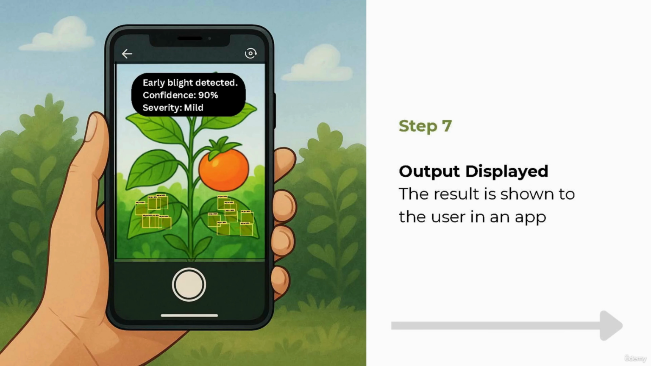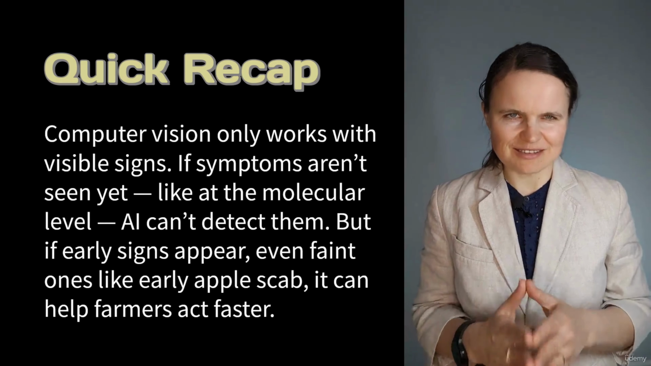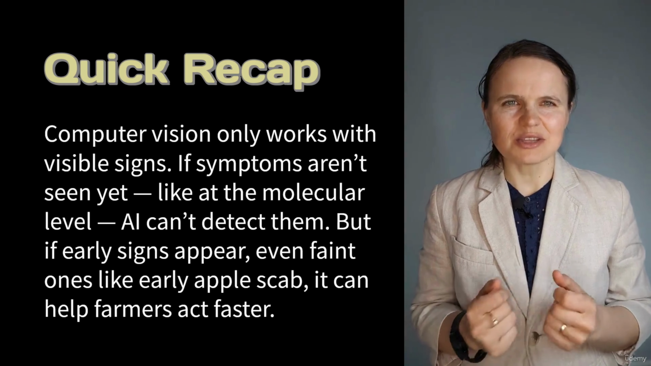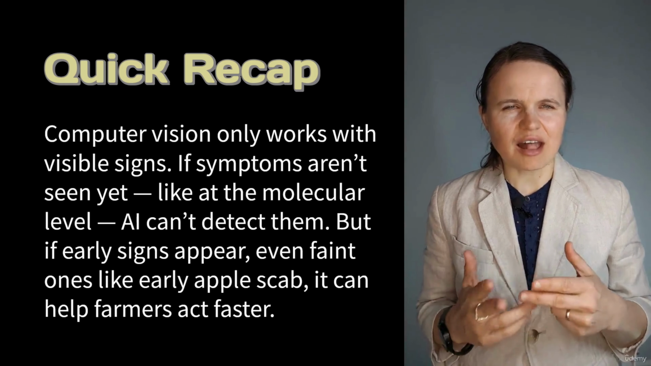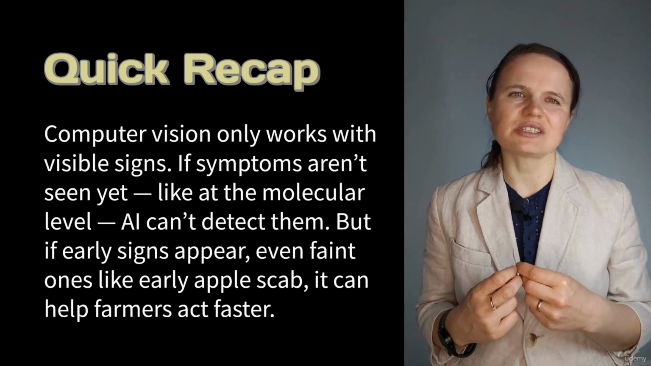And the final stage is output. The result is displayed in an app or web dashboard. At this stage, you see the results and can make further decisions about disease treatment or yield forecasting. So, to recap, computer vision allows machines to see, analyze, and understand images, helping farmers detect problems early and take action faster.